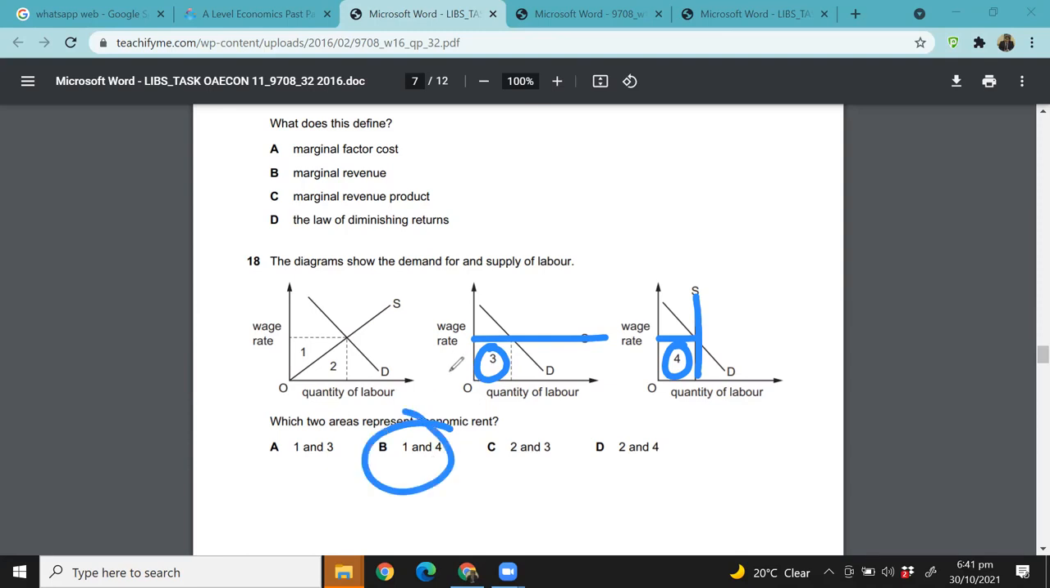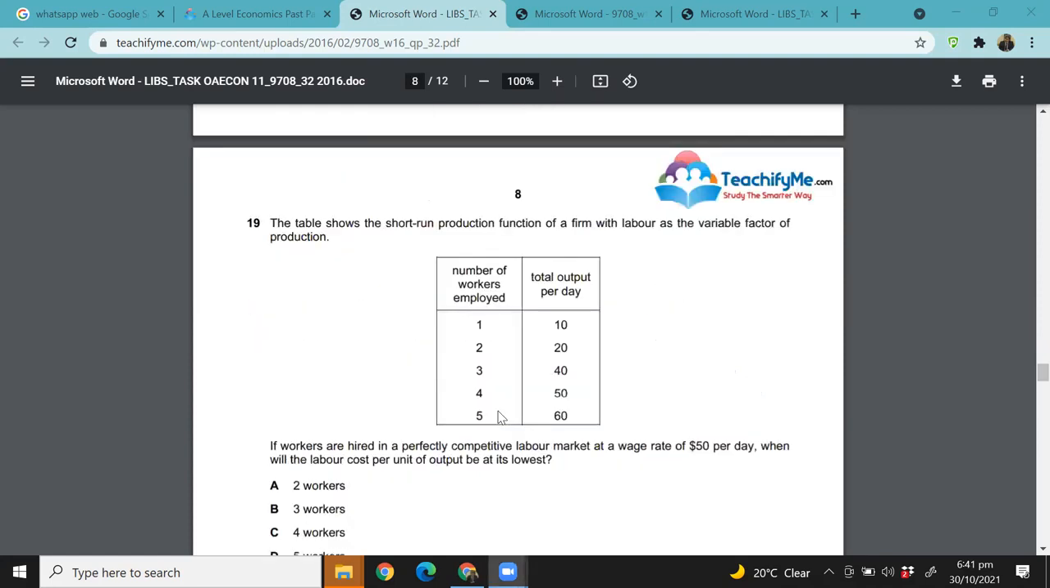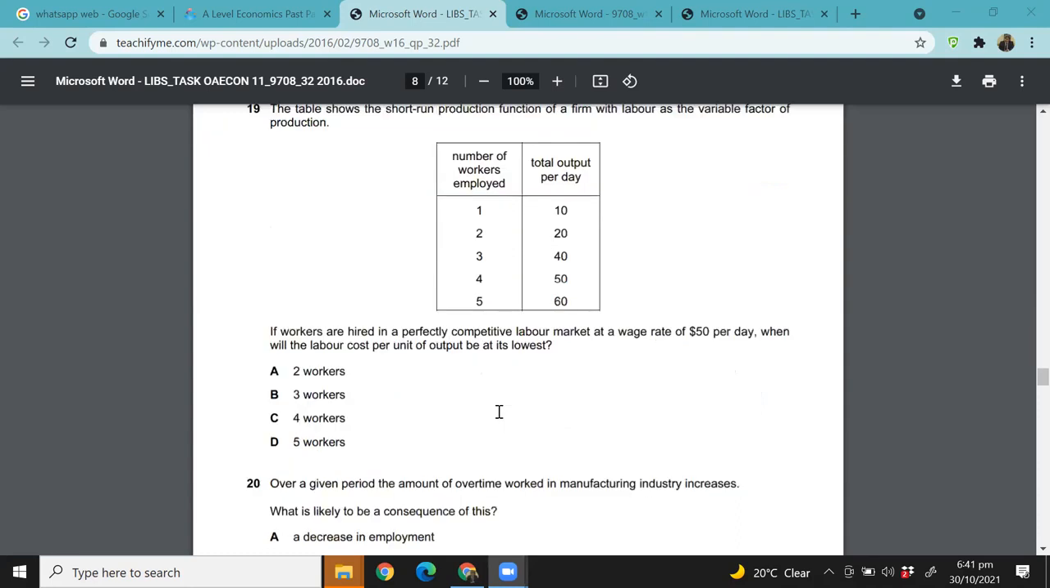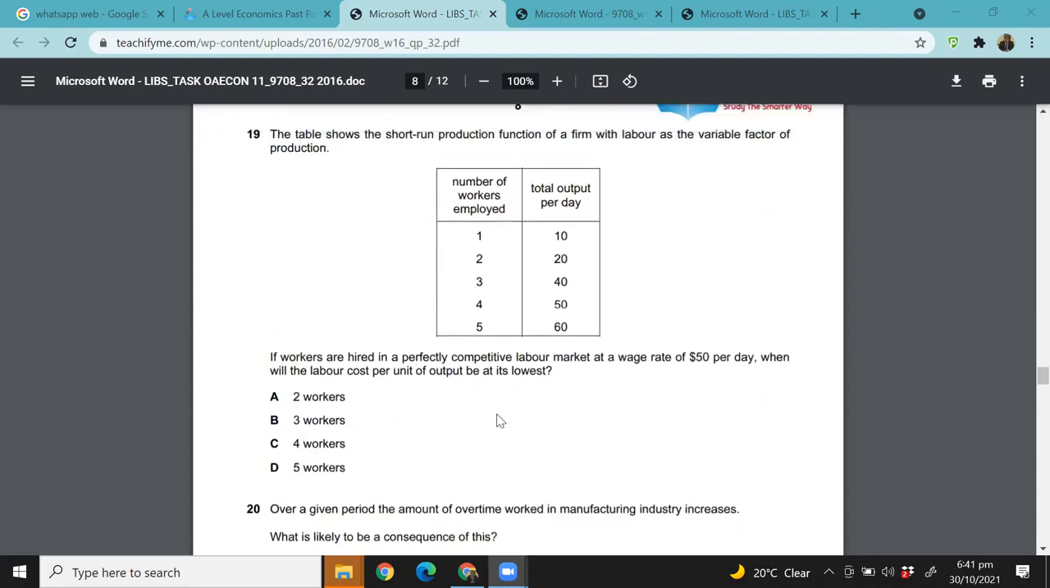Okay, now the next question says, here it is. The table shows the short-run production function of a firm with labor as the variable factor of production. If workers are hired in a perfectly competitive labor market at a wage rate of 50 per day, when will the labor cost per unit of output be at its lowest?